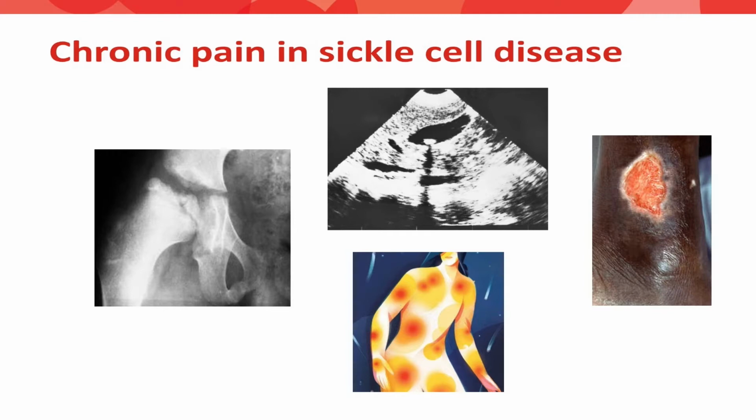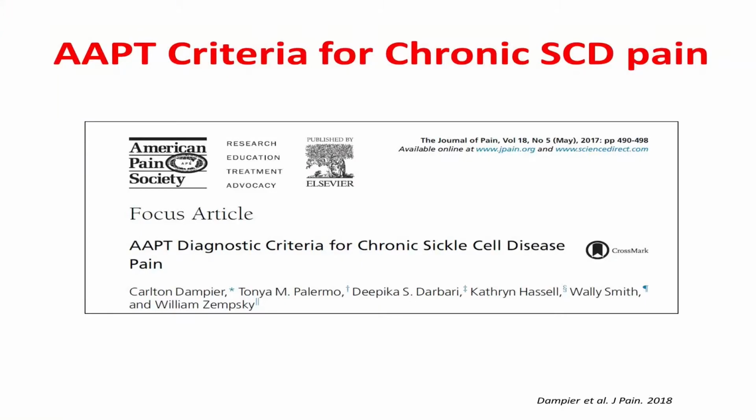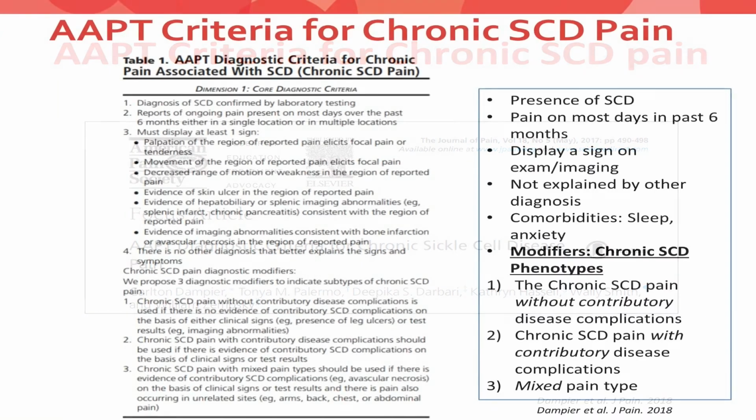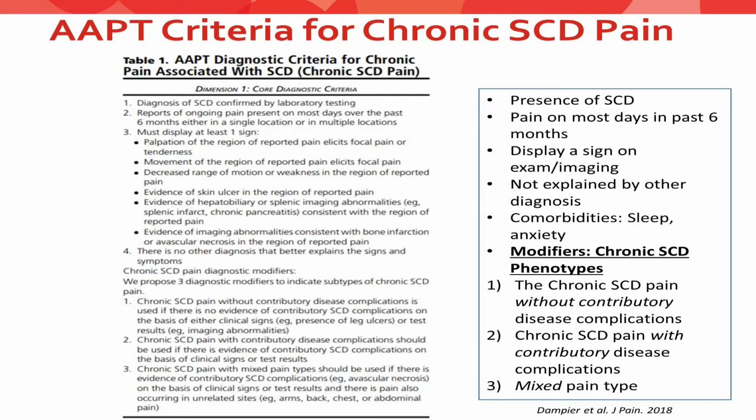Similarly, this need was identified by the American Pain Society, and a group of people were invited to develop the diagnostic criteria for chronic pain. And this was the result. Here again, I'm listing what were called the AAPT criteria for chronic sickle cell pain. And the highlights are listed here.